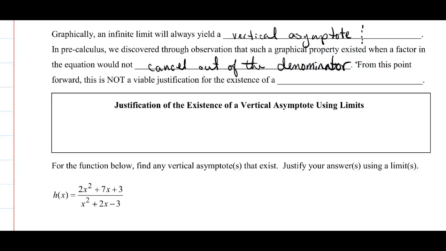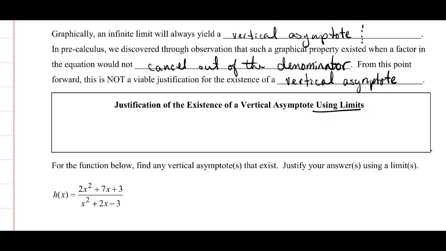It would not cancel out of the denominator. However, this is not a viable justification for the existence of a vertical asymptote in calculus. It's not enough. On the AP Calculus exam, they will ask you to find where a vertical asymptote exists and to justify its existence. And you need to do that using limits. You have two options for justifying the existence of a vertical asymptote using limits.